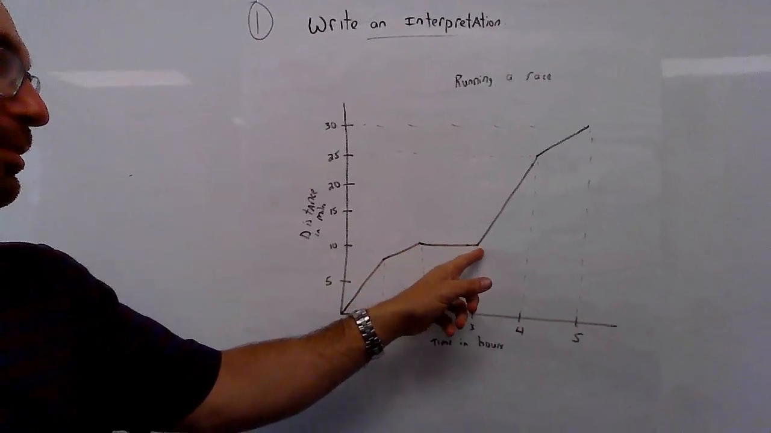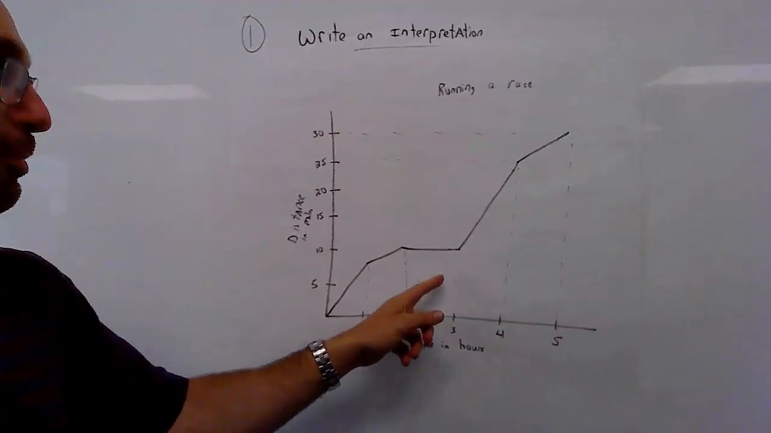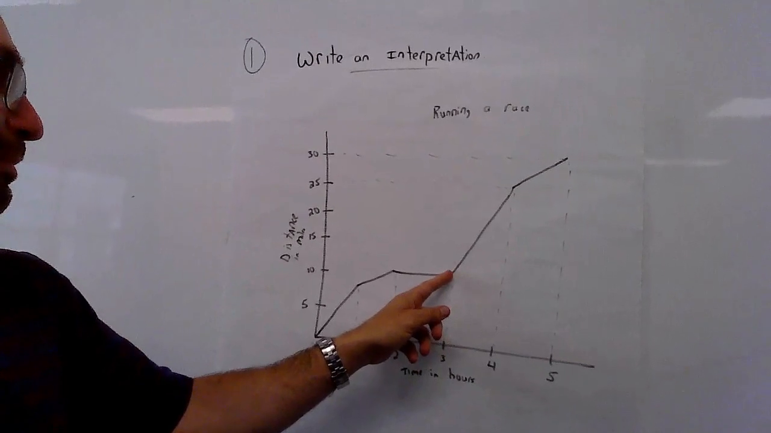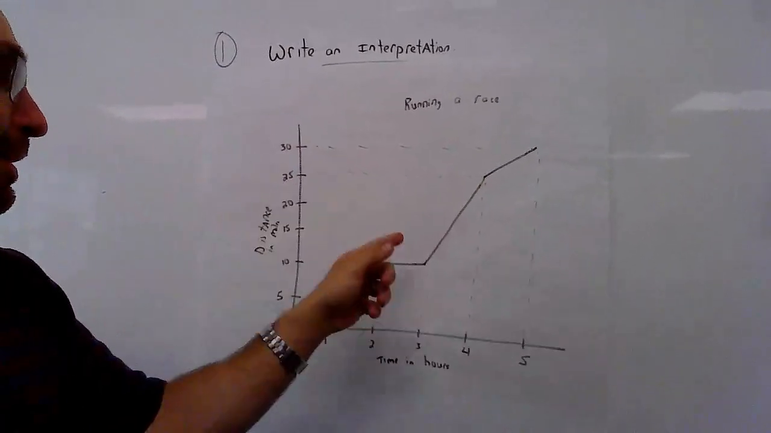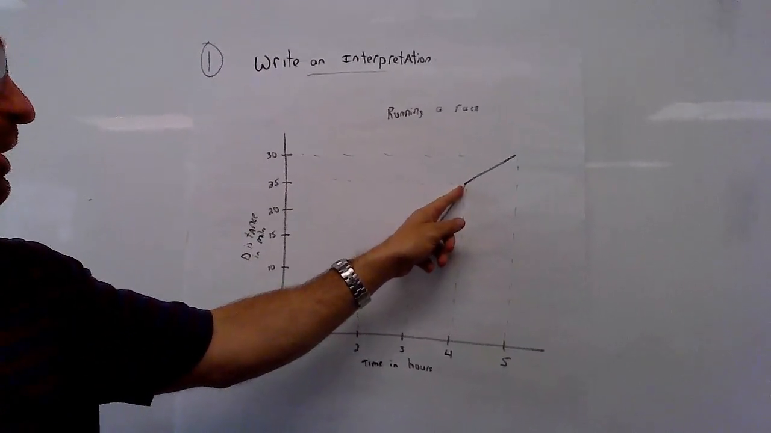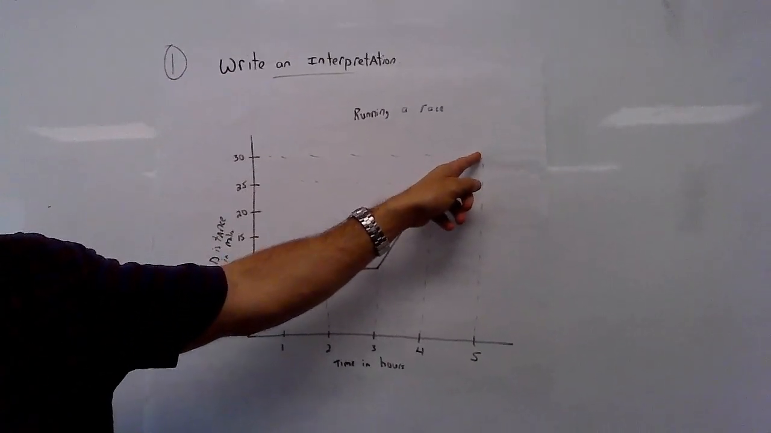And then I didn't move. I think I collapsed. Oh, but I caught my breath. And then I ran from about 12 miles to 25 in the next hour. So I ran 13 miles in an hour. And then last but not least, I ran 5 miles in an hour.